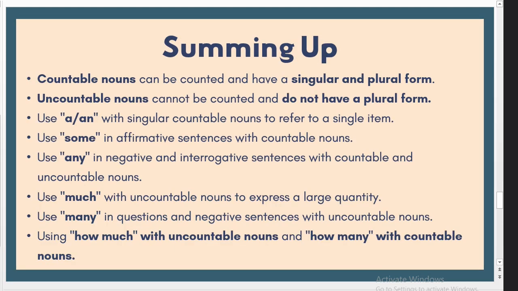Summing up, what we learned today: countable nouns can be counted and have singular and plural forms. We learned how we can use a and an with countable nouns. Uncountable nouns cannot be counted and do not have a plural form. We also learned the use of a and an with singular countable nouns to refer to a singular item, and some in affirmative sentences with countable nouns, and any in negative and interrogative sentences with countable and uncountable nouns.